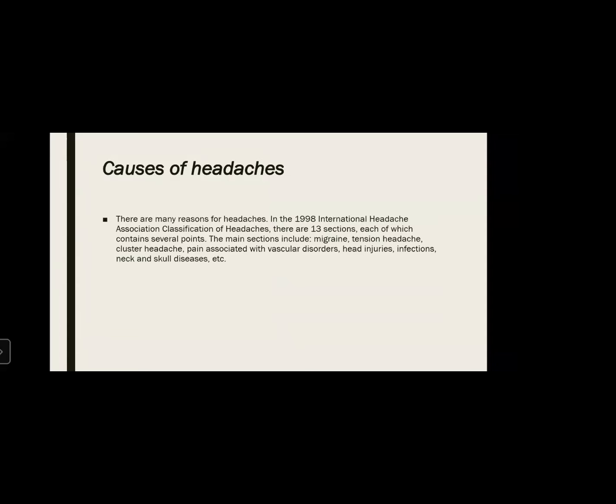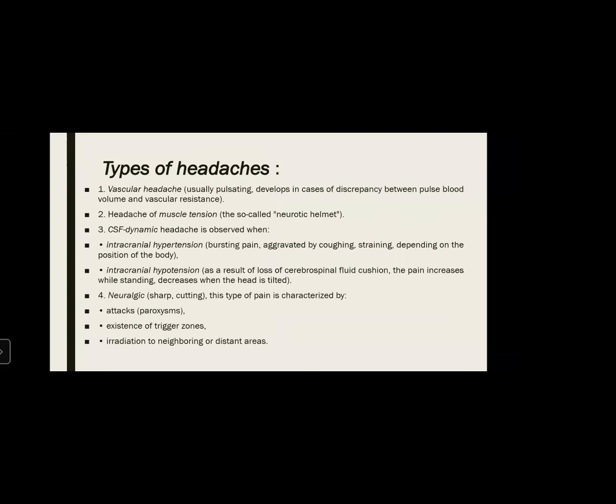In 1998, the International Headache Society published a classification of headaches. There are 30 sections, each of which contains several points. The main sections include migraine, tension headache, cluster headache, pain associated with vascular disorders, head injuries, infections, neck and skull disease, etc. Types of headaches. First, we have vascular headaches. It's usually pulsating, and develops in case of discrepancy between pulse, blood volume, and vascular resistance.